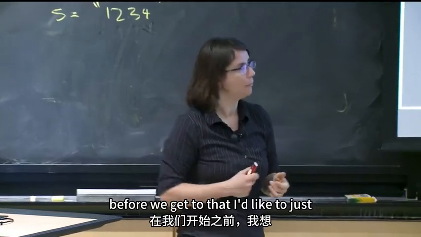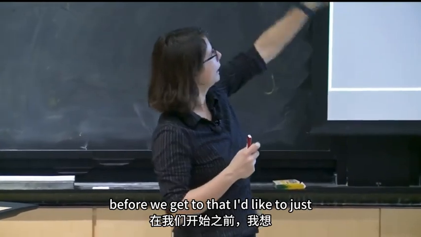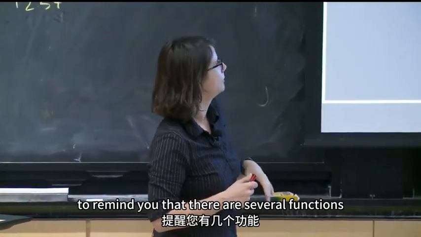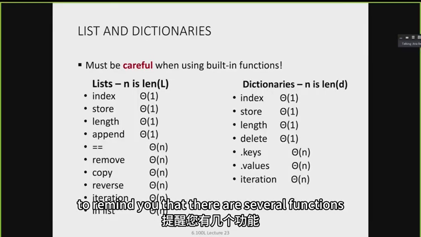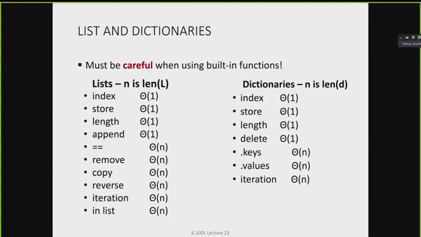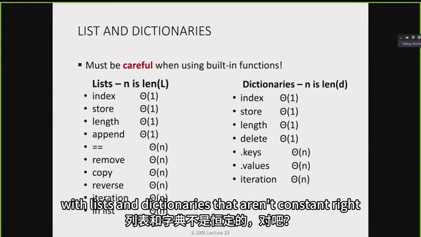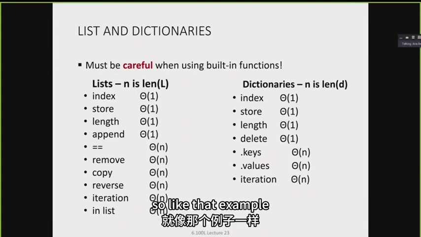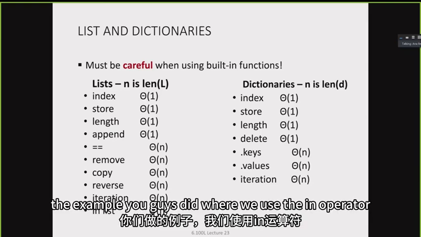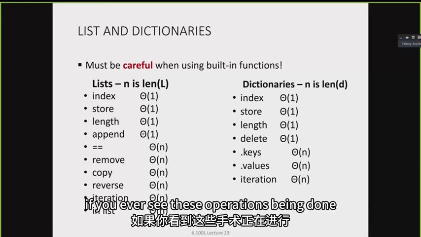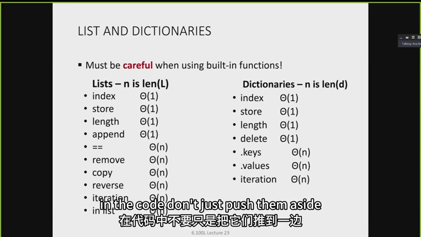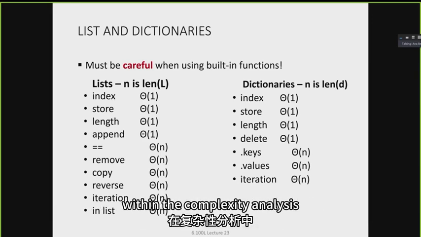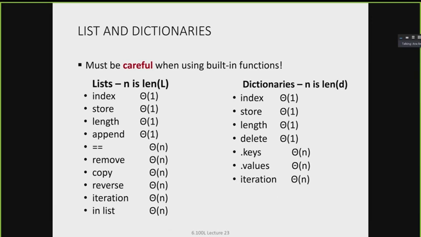Before we get to that, I'd like to just put this slide up to remind you that there are several built-in functions with lists and dictionaries that aren't constant. Like the example you guys did, where we use the in operator, right? We had to be careful. If you ever see these operations being done in the code, don't just push them aside. You have to account for them within the complexity analysis.